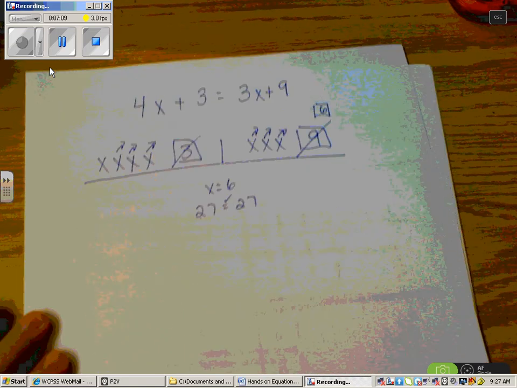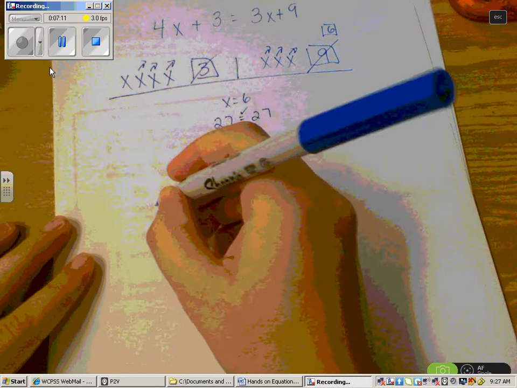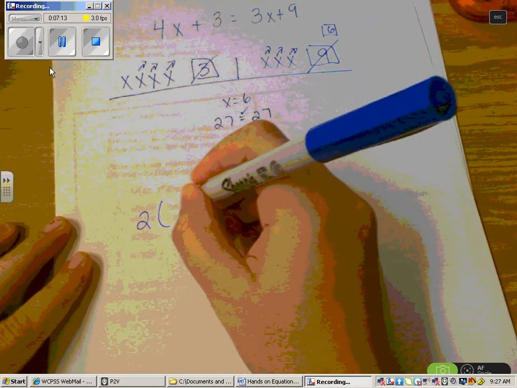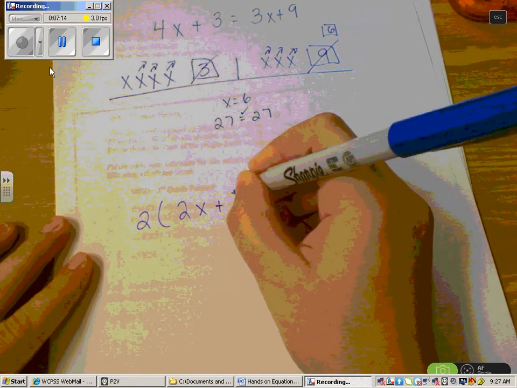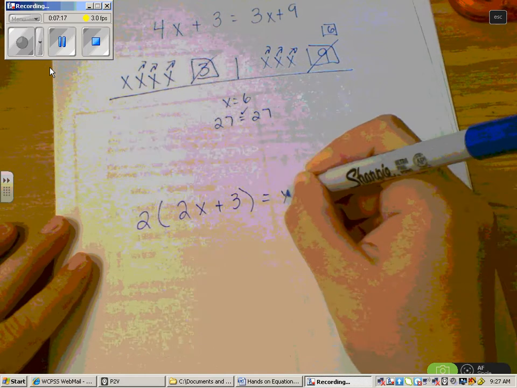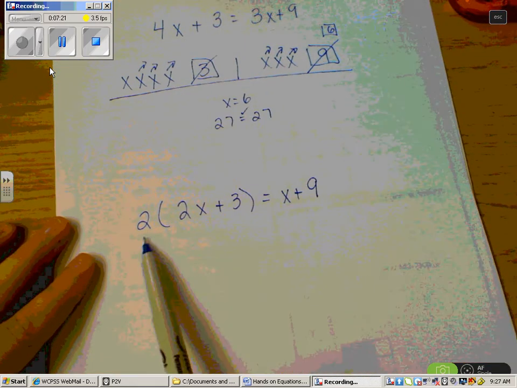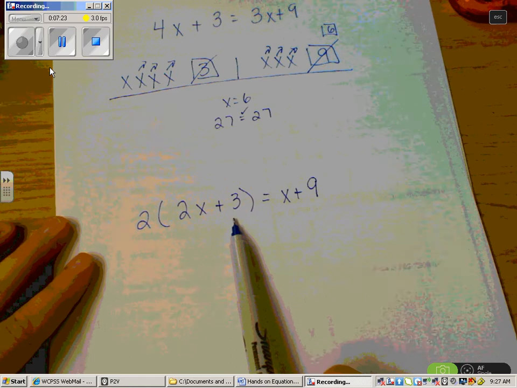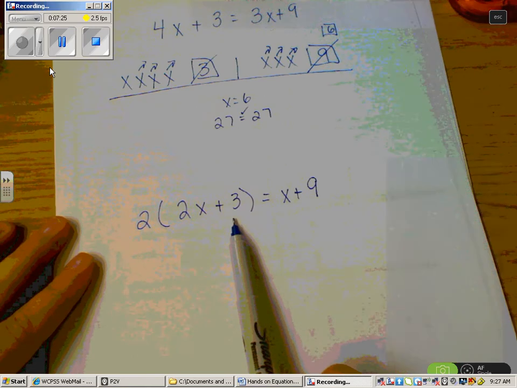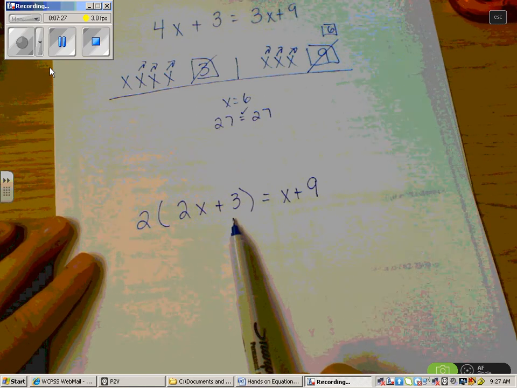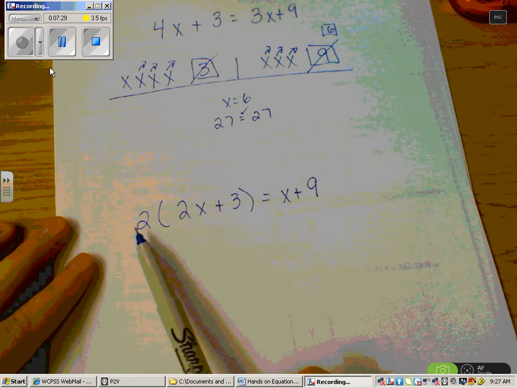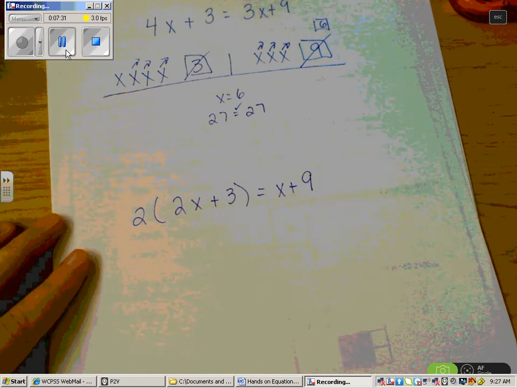Let's try another one. Okay, the first thing you should notice right here is this is showing the distributive property of multiplication over division. So go ahead and distribute and build it from beginning to end.